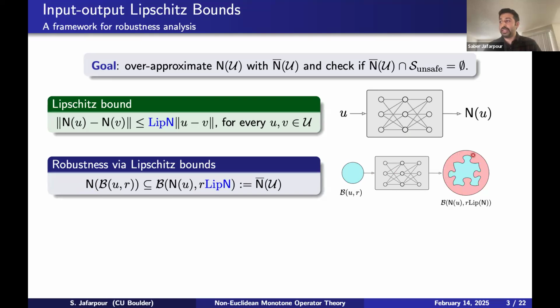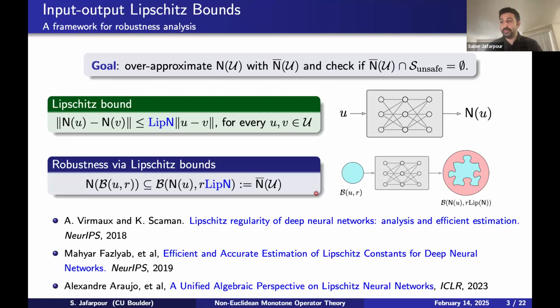But what we can ensure is that the ball coming from the Lipschitz bound contains our real image under the input perturbation. Okay, perfect. So this also shows that the smaller the Lipschitz bound of the neural network, the more robust it is, because then we can ensure that this set is smaller, and as a result, the neural network is in a safer region, right?